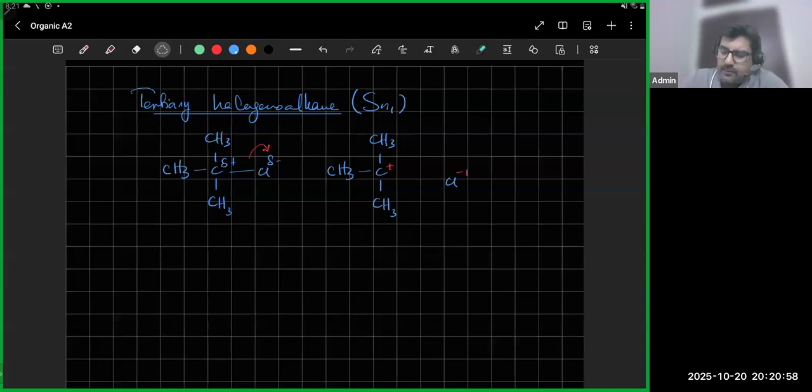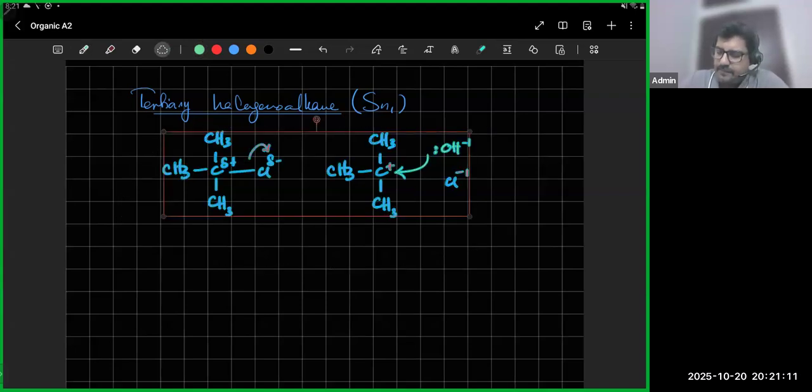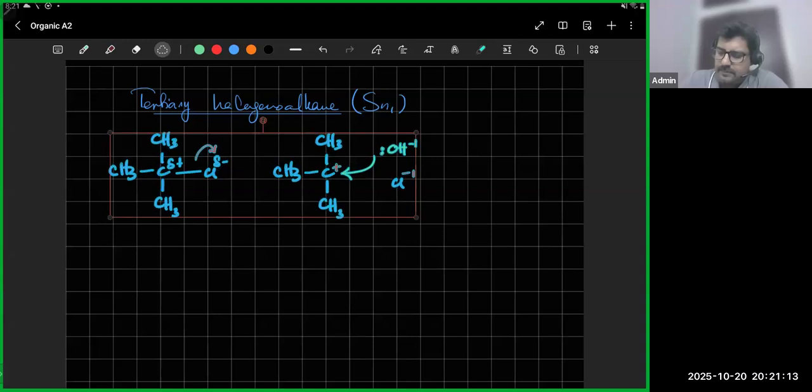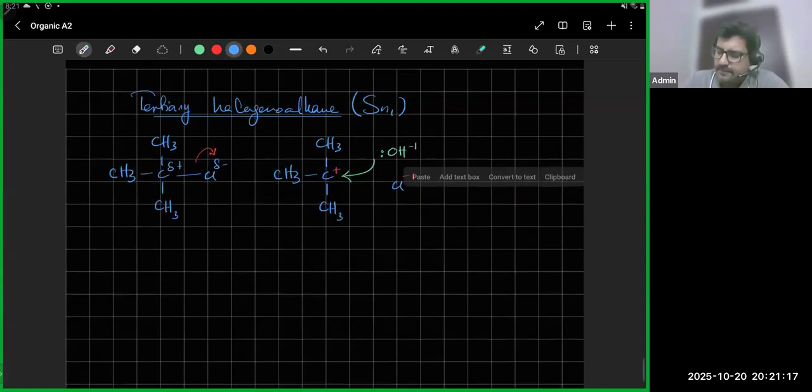And when it does break away, the nucleophile OH-1 comes in. And if the concentration is high enough, it's going to connect with this. Okay, and that's it. So then it becomes this, let's draw it here. So finally your OH joins in.